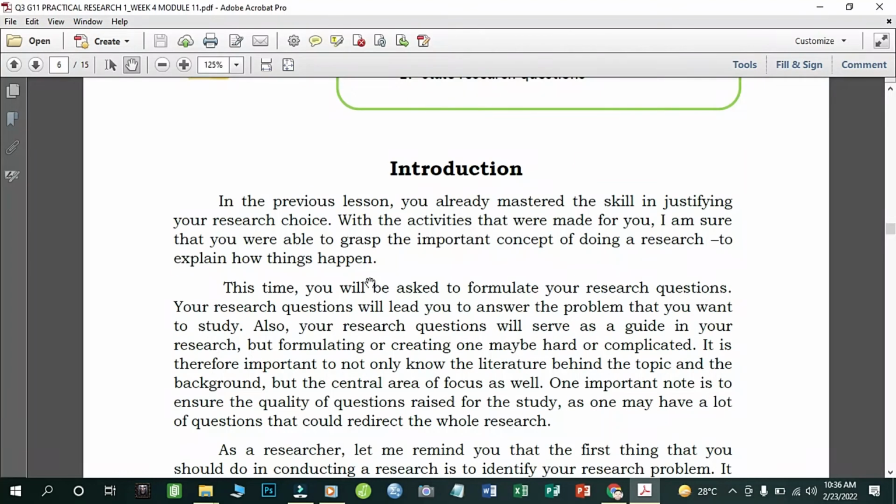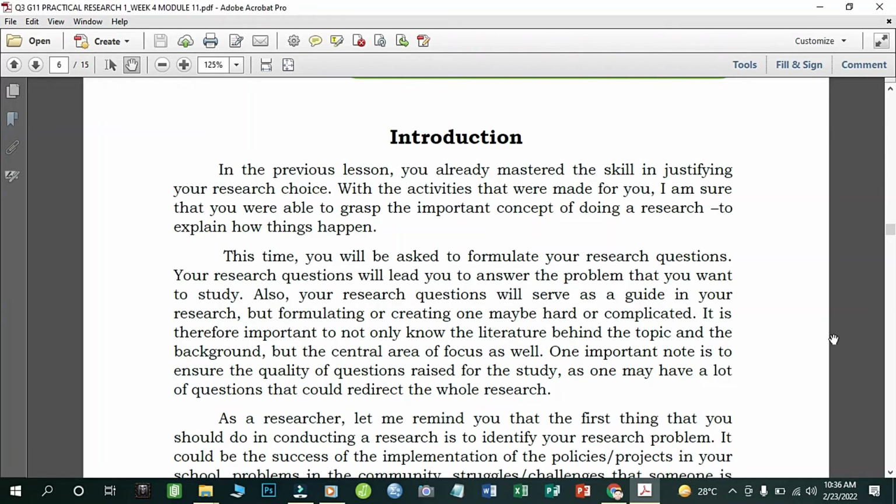So in the previous lesson, you already mastered the skill in justifying your research choice. The activities that were made for you, I am sure that you were able to grasp the important concept of doing a research to explain how things happen. This time, you will be asked to formulate your research questions. So your research questions will lead you to answer the problem that you want to study. Also, your research questions will serve as a guide in your research.